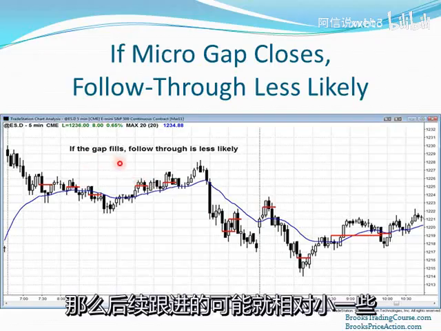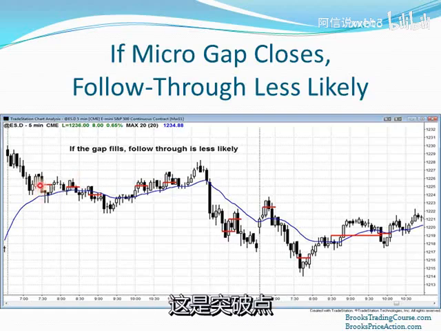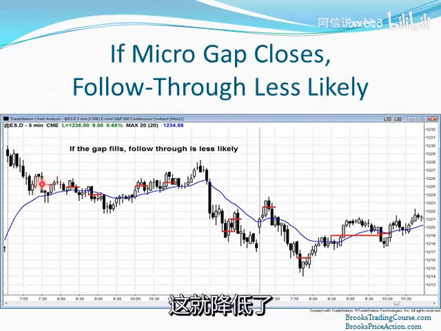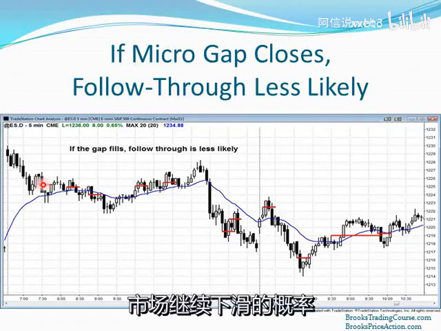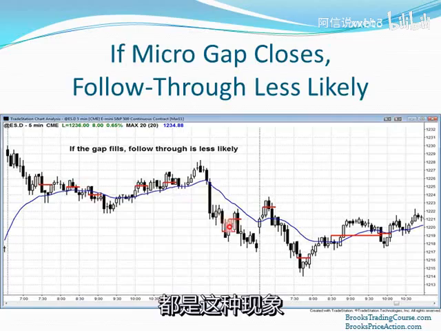If the gap fills, the chance of follow through is less likely. So for example, here's a bear breakout, here's the breakout point, but this rally went above the high of the breakout point, and that reduces the chances that the market will go down much further. Each of these red lines is another example of that.